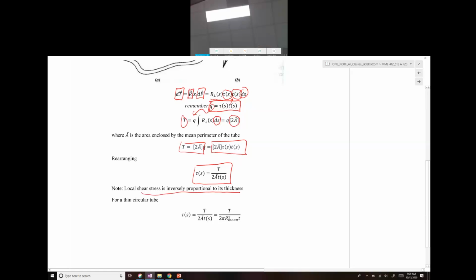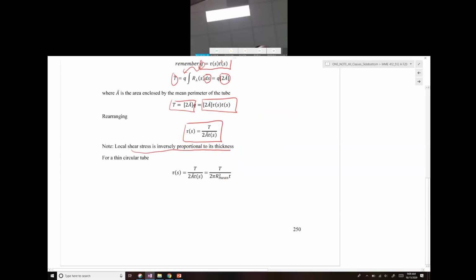So this relationship states that the shear stress is inversely proportional to the thickness. So if we plug in the values for a circle, you would get this equation for the shear stress. All we're doing here is plugging in A equal to pi r squared.